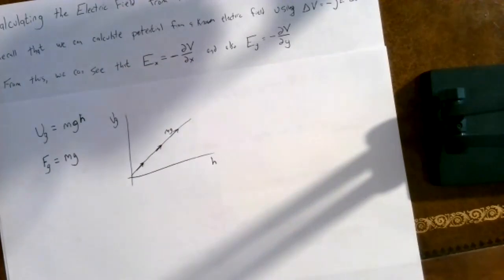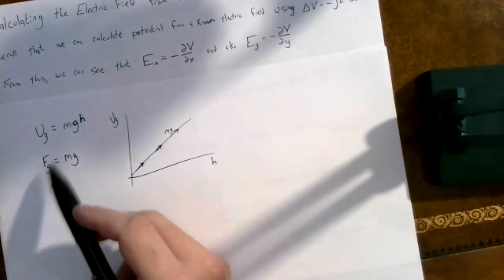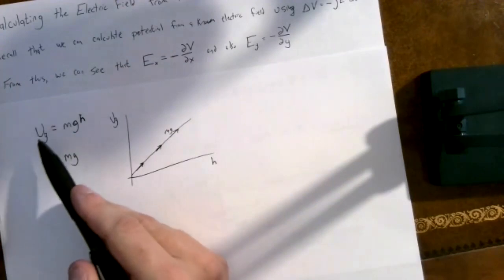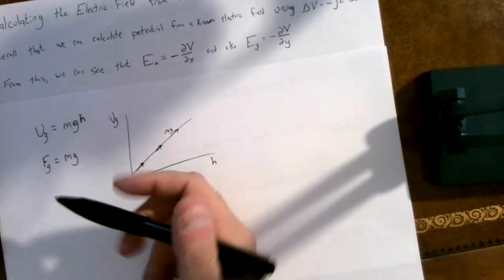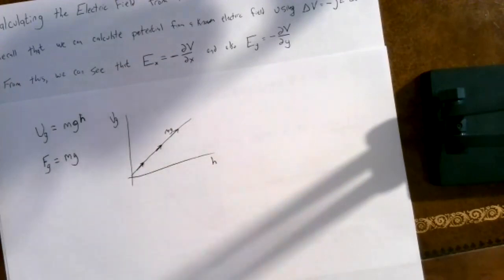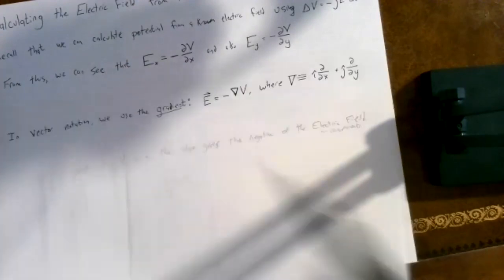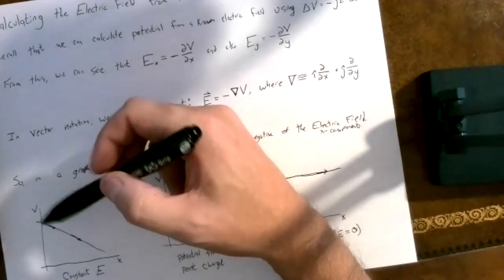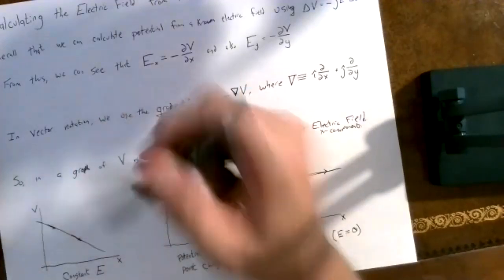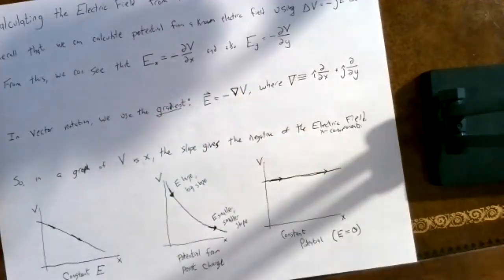All right, so just like the gravitational force is the derivative of the gravitational potential energy, we also have the electric force as the derivative of electric potential energy, which is the same as saying the electric field is the derivative of the electric potential. The only difference between the gravity example and the electricity example of a constant E field is that the electric field is the negative of the derivative of the electric potential, the minus sign.